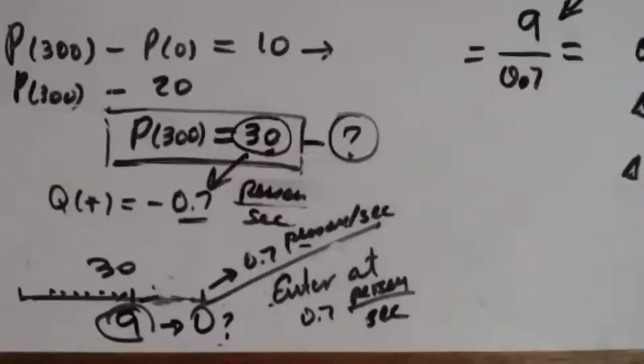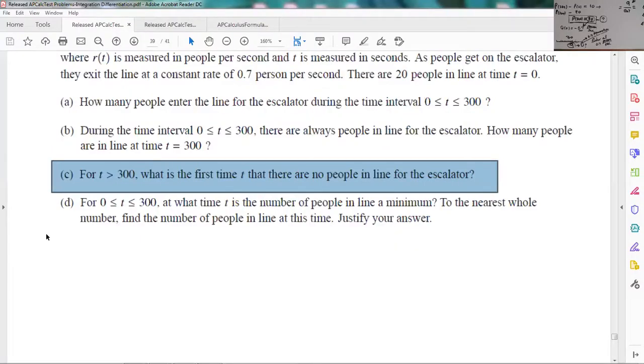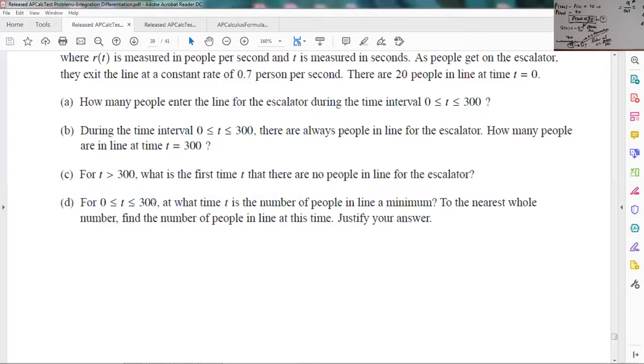Okay, well, let's move on to the last question. For the interval 0 to 300 seconds, at what time t is the number of people in line a minimum? To the nearest whole number, find the number of people in line at this time. Justify your answers. Oh my gosh. Okay, let's see.